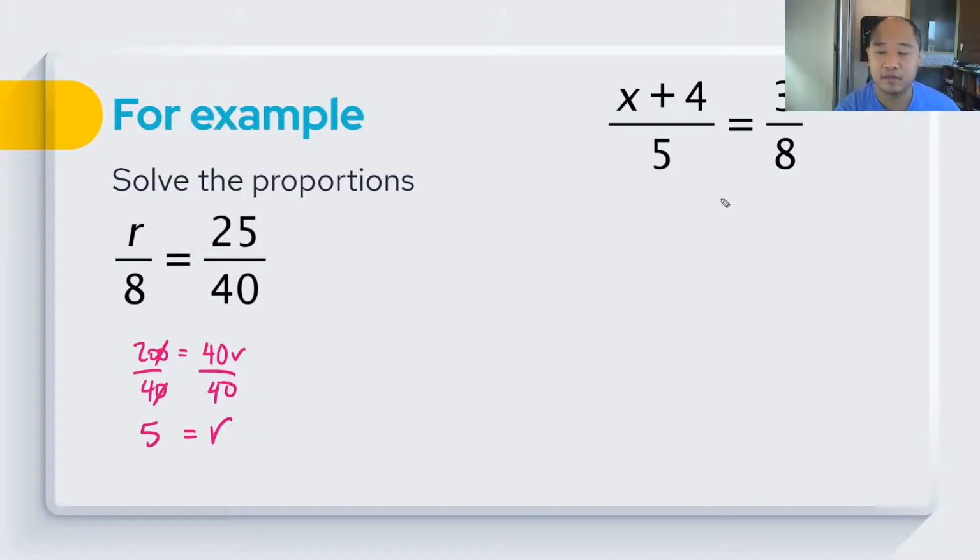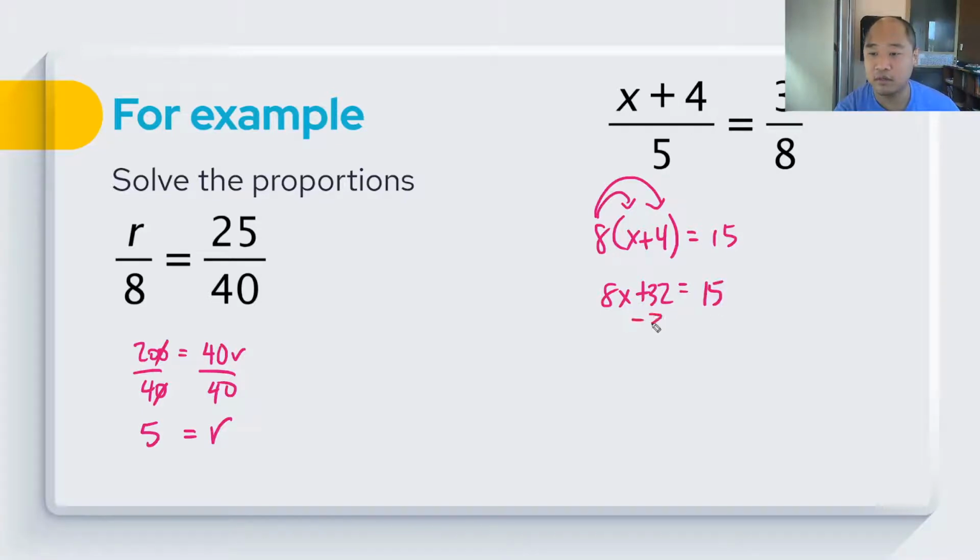Yeah, all right. Here we have 8 times x plus 4 equals 15. We can distribute the 8 to both of the terms on the inside. That's 8x plus 32 equals 15. Subtract 32. 8x equals, this is negative 17, right? Divide by 8. x equals negative 17 over 8.